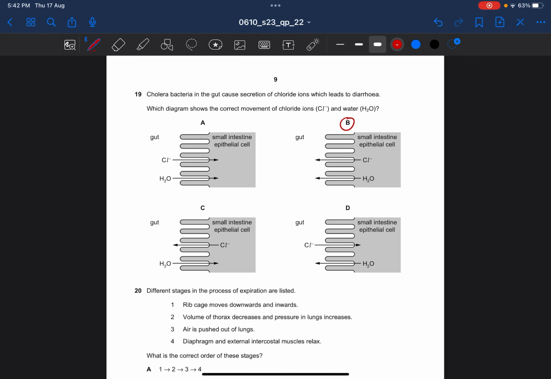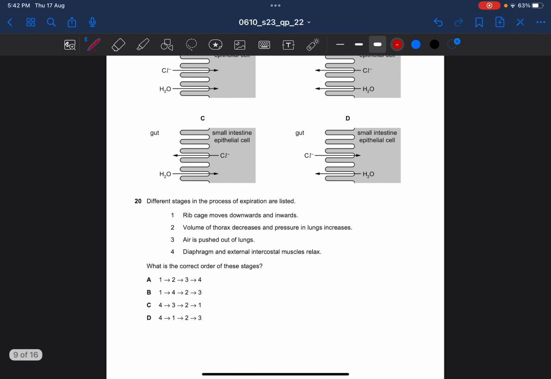Because during the process, the chloride ions are secreted into the small intestine. Then it moves into the gut where it lowers the water potential. So water goes from a higher to a lower water potential. So chloride ions will keep going up, affecting the stomach. When this happens, this causes diarrhea because there's too much water and it has to be egested through diarrhea. Okay, so the answer is B.